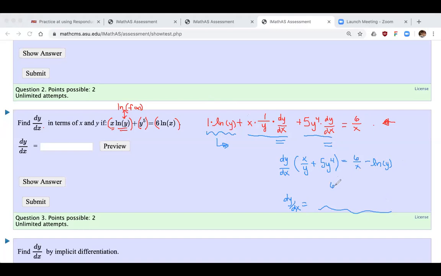It doesn't matter, compound fraction-wise, this is perfectly fine. I'm not trying to make this look pretty, we're just trying to solve for it. Plus 5y to the 4th. And that's done. So we could evaluate this as long as we're given both a value of x and a value of y. You can also see that if y were 0, this would be undefined for a couple of reasons. Natural log of 0 doesn't exist.